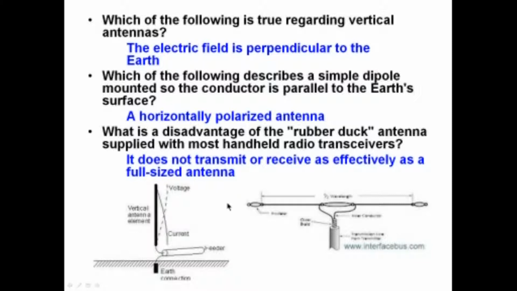What's a disadvantage of the rubber duck antenna supplied with most handheld radio transceivers? The rubber duck is that little rubber antenna that comes with your handheld. It's handy, it's pretty rugged. They mostly don't get broken up too much in the first couple of years. But it does not transmit or receive as effectively as a full-sized antenna. Remember I said the half-wave antenna is the basic antenna length, and the half-wave antenna for a 2-meter transceiver would be over 1 meter long, so not nearly as handy to stick in your pocket and walk around with.